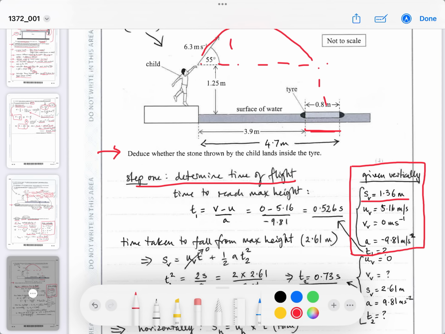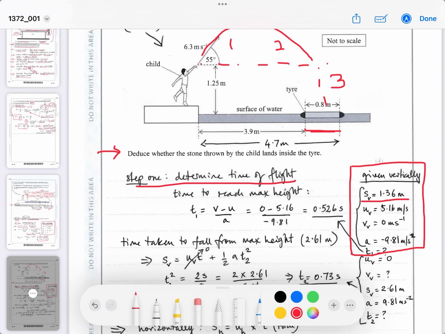Stage 1 is going up, stage 2 is coming back to the same height that it was launched at, and stage 3 is to fall further. Okay, so it's 3 stages: going up, coming back down to the initial starting elevation, and then stage 3, falling further. Okay, hope that makes sense.